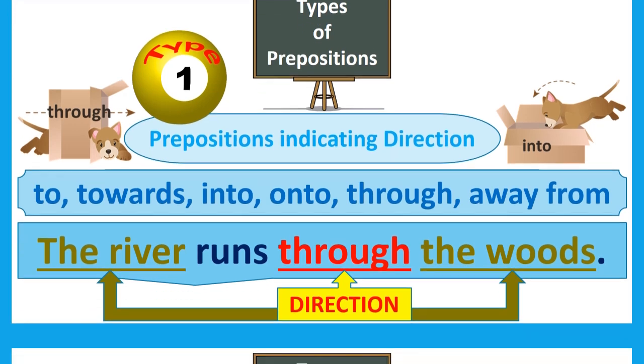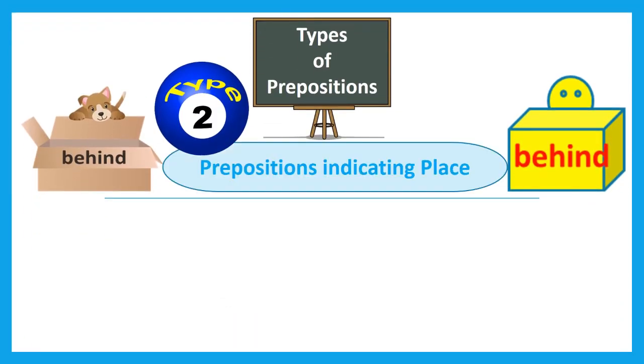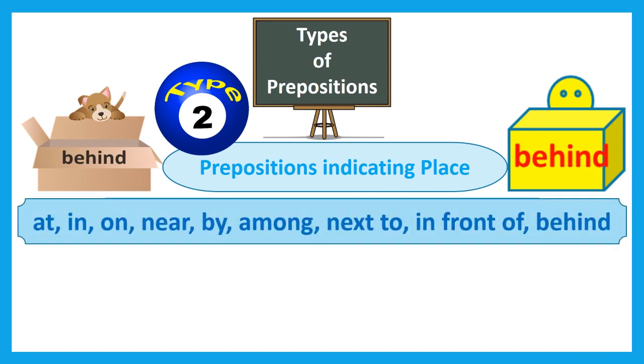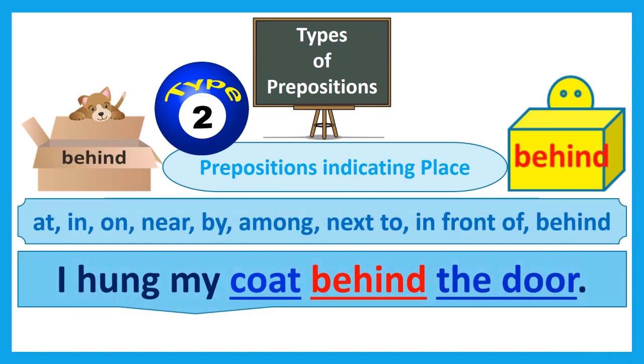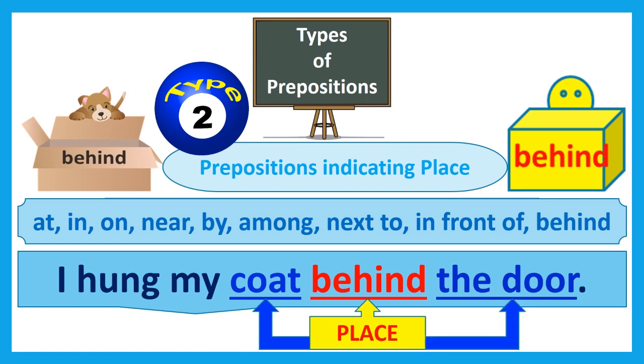Type 2. Prepositions indicating place. Take a look at the examples of common prepositions of place. Consider the following sentence: I hung my coat behind the door. In this sentence, the preposition behind indicates the place where the coat is located, specifying its position relative to the door.